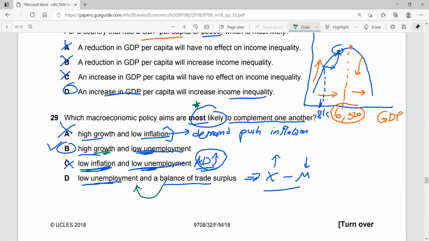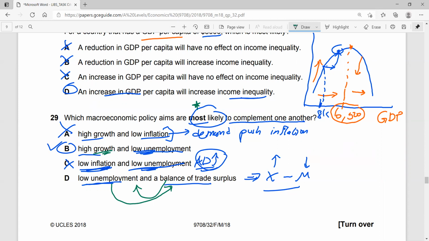Like high growth is very essential to low unemployment. So this is not as strong of a link, but also low unemployment does not prove a balance of trade surplus. Like having low unemployment has very little to do with the balance of trade surplus. You could still have a balance of trade deficit, for example.